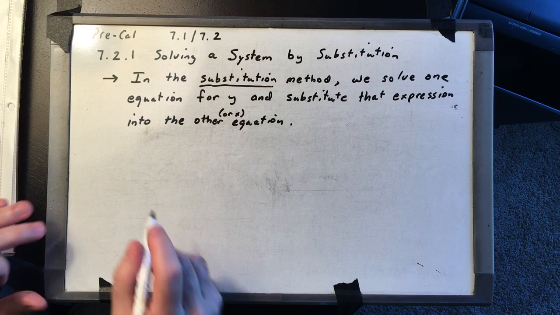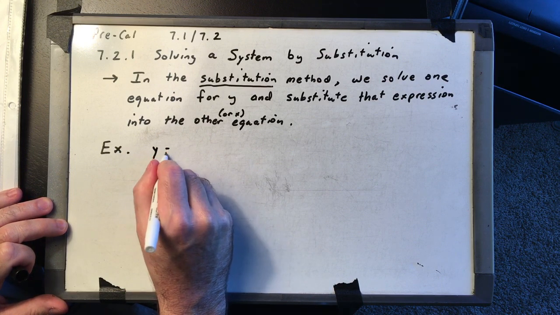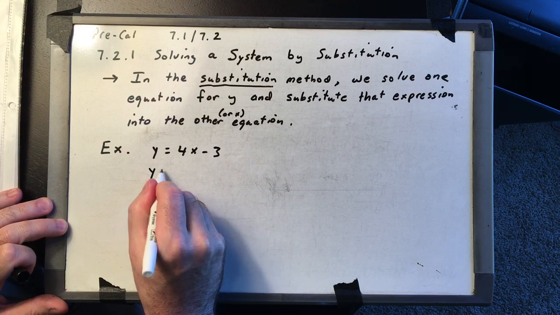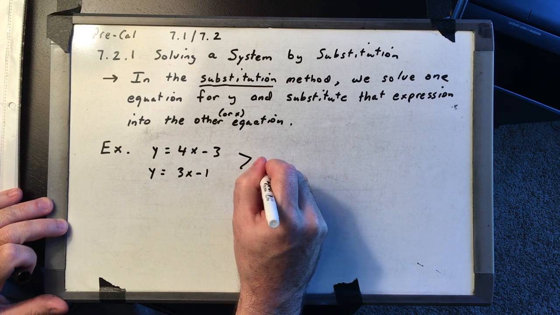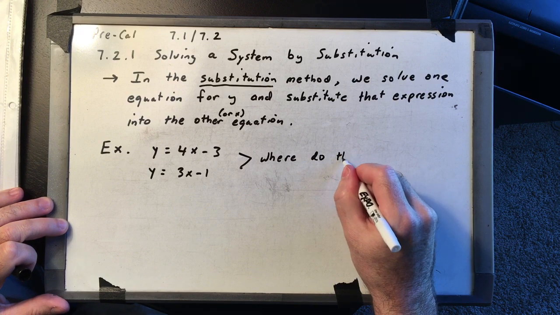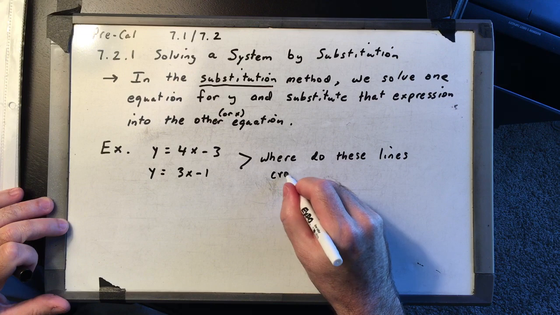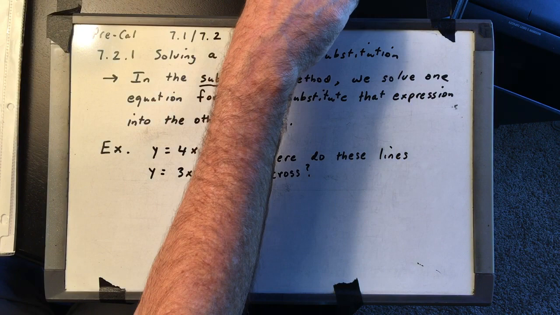Okay, so let's do a simple example here. Our first example is, let's say we have y is equal to 4x minus 3. We also have y is equal to 3x minus 1. And we want to know where these lines cross. Ultimately we're trying to get a point, an x value and a y value, a point where they cross.